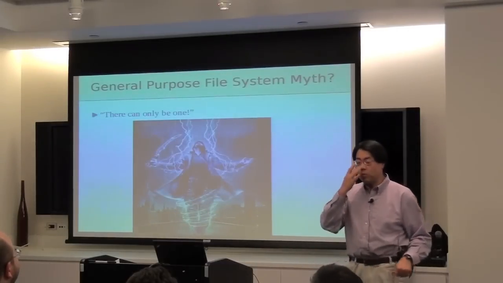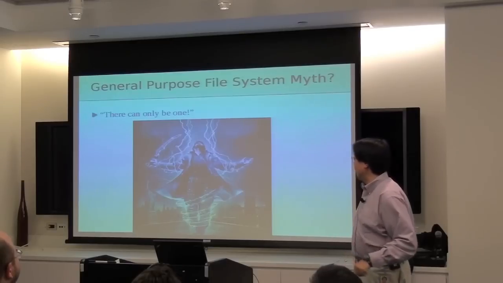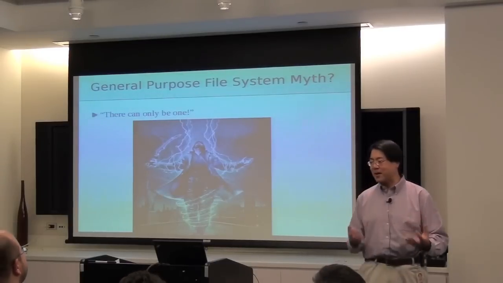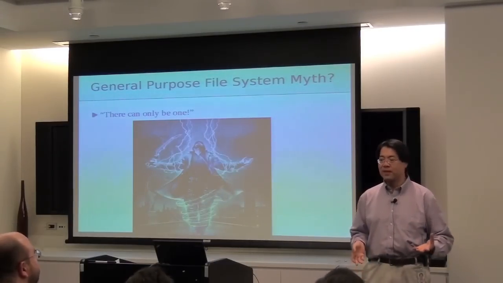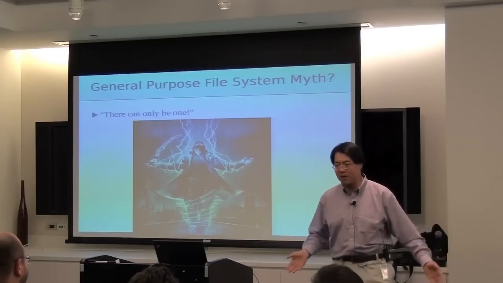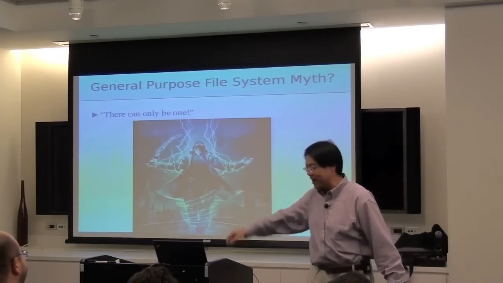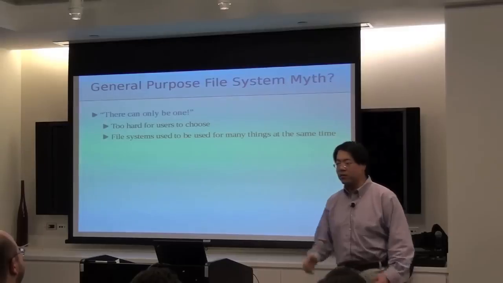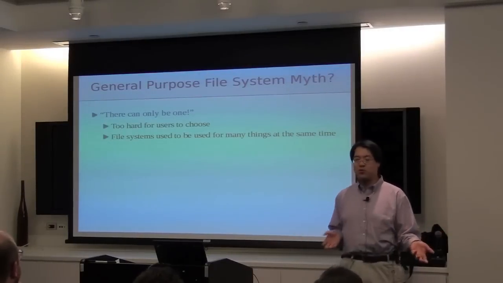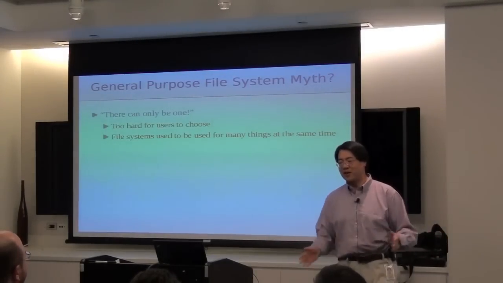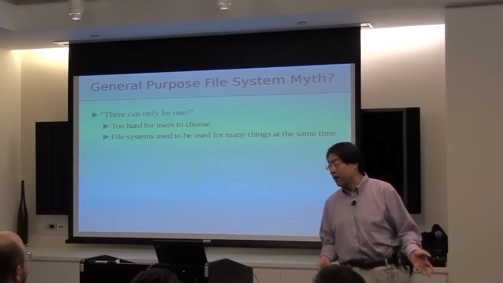So let me make a few concluding remarks. And the first is, there's traditionally been this thing about the general purpose file system, that there should be one file system to rule them all, good for all possible workloads, the Highlander. And why is that? Well, the original reason was, it's too hard for users to choose, right? Everyone's going to use the default file system, so the default file system should be good for everything.